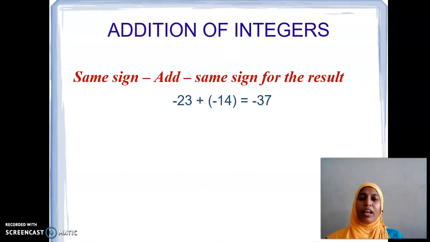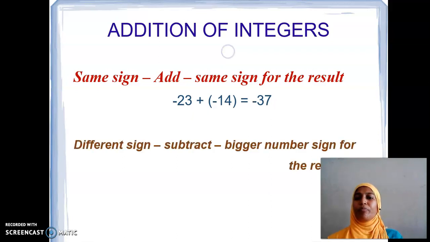Example. Here I have two integers. One is minus 23, another one is minus 14. These two integers have the same sign. So I should add these two integers and give them the same sign. So I get minus 37. Minus 23 minus 14 is minus 37. If they have different signs, you should subtract and give the bigger number's sign for the result. Keep these two mantras in mind. Same sign, add; different sign, subtract the numerical values.